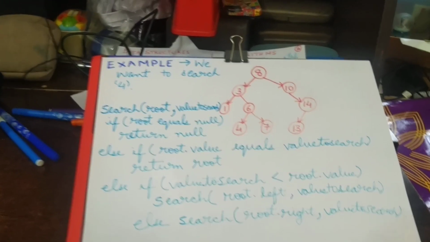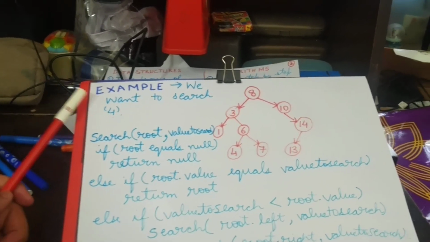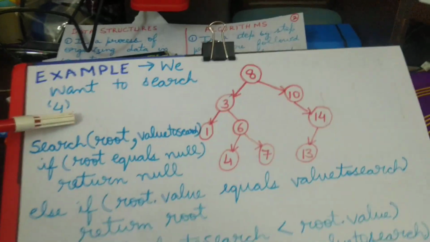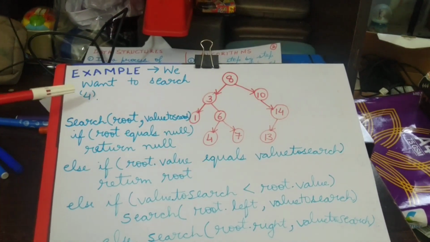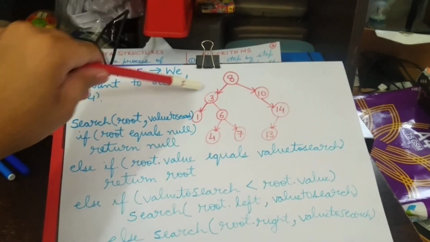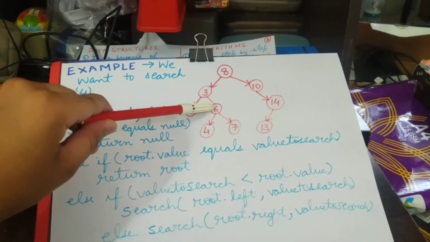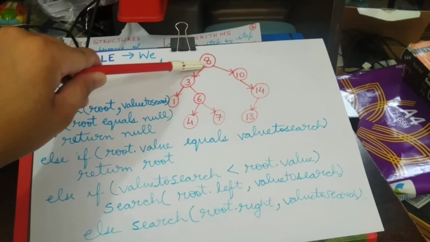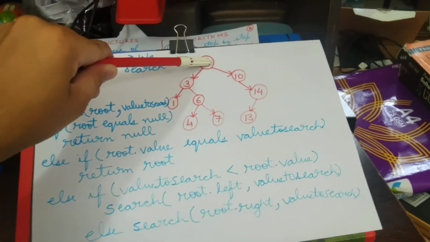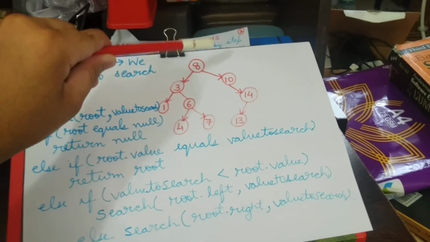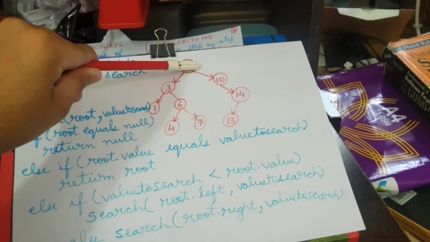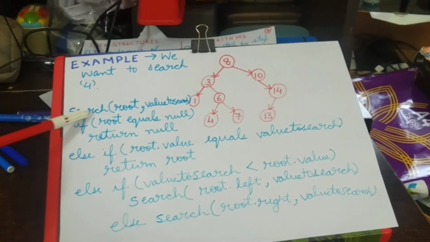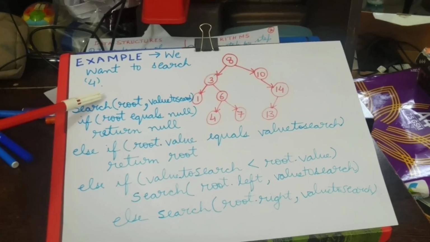Let us take an example of recursion. Okay, a binary tree is given and we want to search the number 4. We need to search the element, that is 4. So what happens in a binary tree? There is an algorithm. If the value to search is less than the current, we go to the left. When the value to search is greater than the root or the current number, then we go to the right. So basically we need to find the value 4. How can we find the value 4?